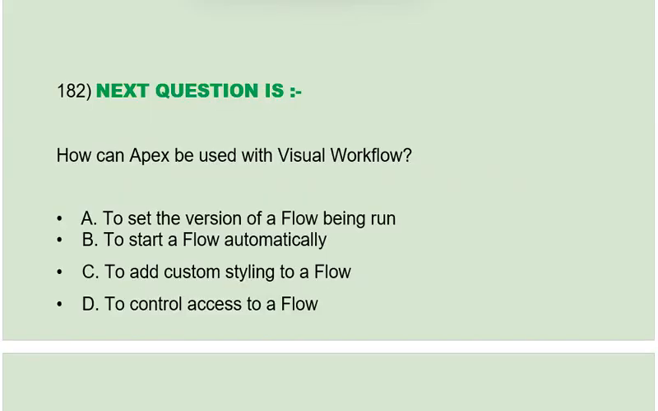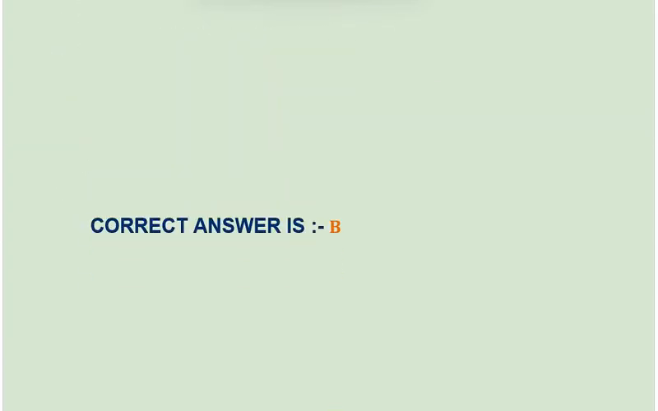Question is, how can Apex be used with Visual Workflow? Option A, to set the version of a flow being run. Option B, to start a flow automatically. Option C, to add custom styling to a flow. Option D, to control access to a flow. Correct answer is option B.